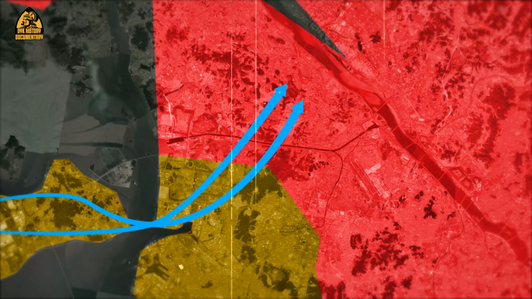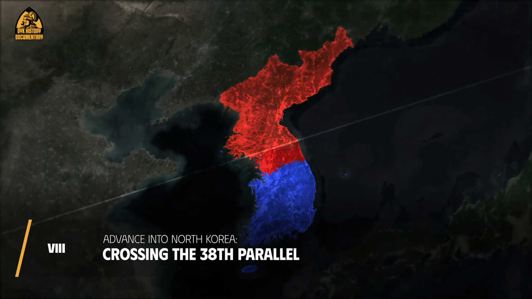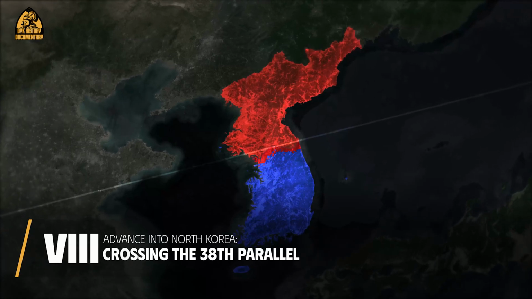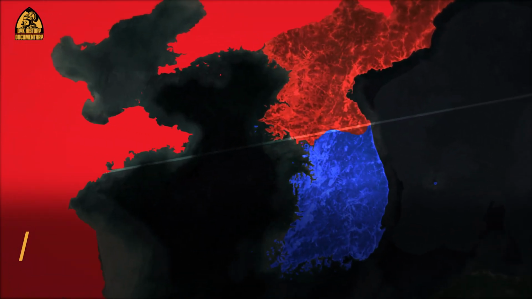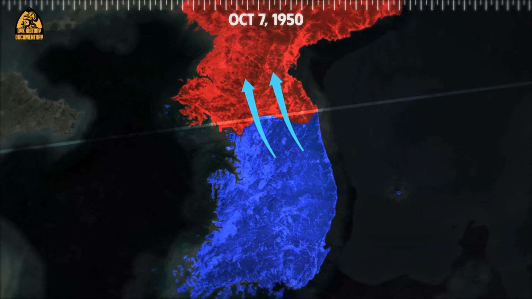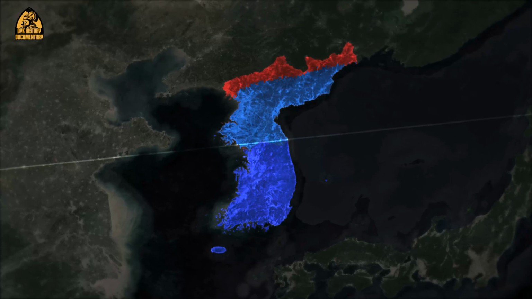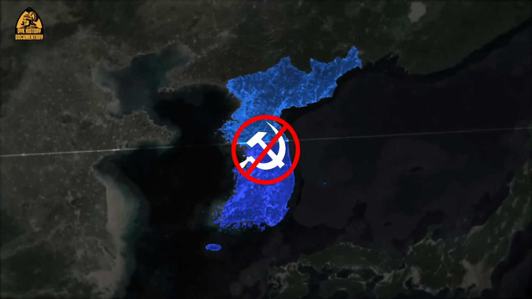With the North Korean army in disarray, UN forces pursued them across the 38th parallel. Despite warnings from China about potential intervention, the UN authorized the advance into North Korea on October 7, 1950. The goal was to unify Korea under a democratic government and eliminate the communist regime in the north.